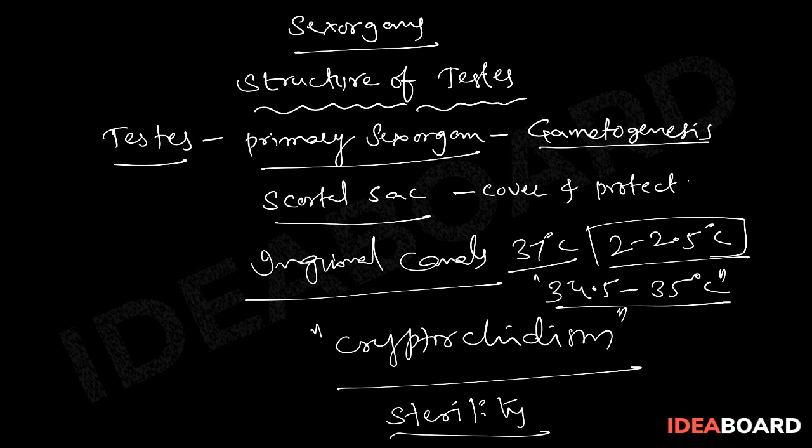If the testes are not descended into the scrotum and remain in the abdominal cavity, then the abdominal cavity's normal temperature is 37 degrees centigrade, so it is not a suitable temperature for the production of sperms. Hence individuals suffer with cryptorchidism and it leads to sterility.